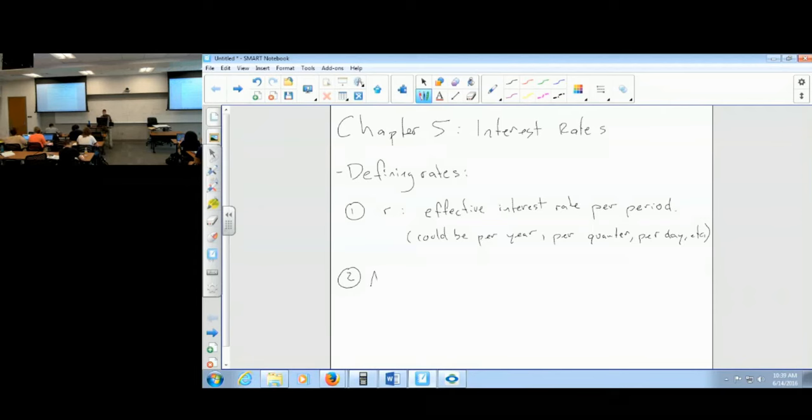All right, the rate we're most used to seeing in the U.S. is what's called the APR, the annual percentage rate.